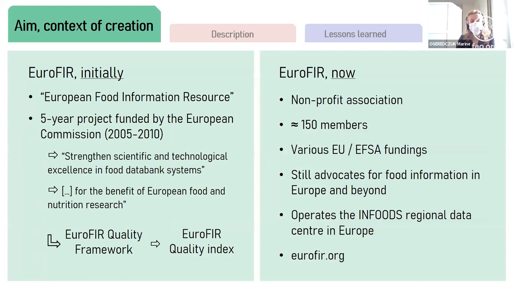Let's start with information on Eurofear. Eurofear means European Food Information Resource. Initially, it was a 5-year project funded by the European Commission. And its objectives were essentially to strengthen scientific and technological excellence in food databank system, this for the benefit of European food and nutrition research. To reach these objectives, a Eurofear quality framework was built, and then the Eurofear quality index was created as part of this framework. Eurofear now is a network and also a non-profit association of 150 members, mainly research institutes, government departments, and universities. Eurofear participates in various projects from the European Union and from the European Food Safety Agency and gets funding from this.